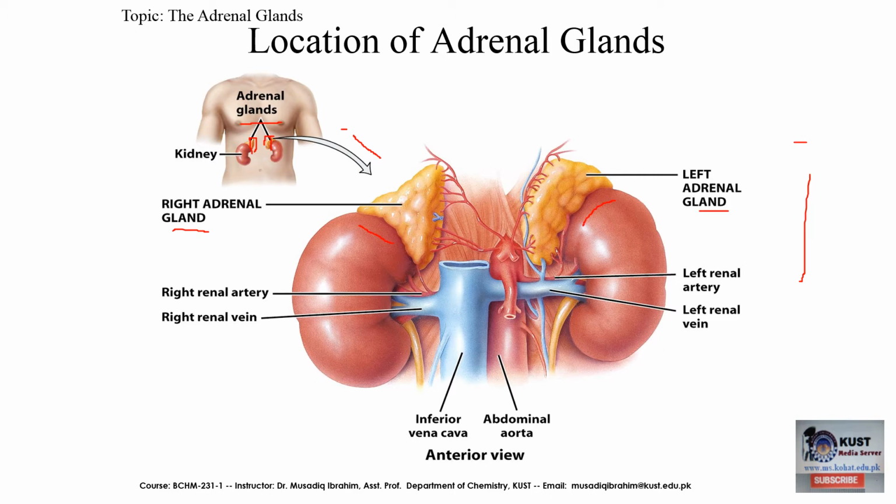And the rest, you have the left renal artery and the left renal vein, which are connected to the left kidney, and then on the right hand side you have the right renal artery and right renal vein, which are supplying blood and taking the deoxygenated blood back from the right kidney. And then in the middle you have the inferior vena cava and the abdominal aorta, which are also responsible for the transport of blood to the kidney.